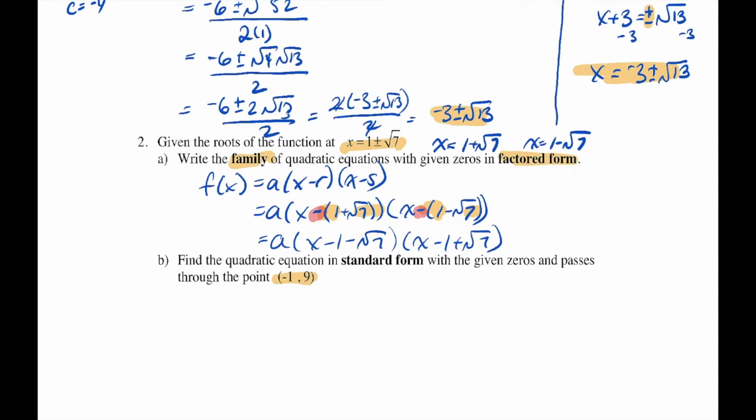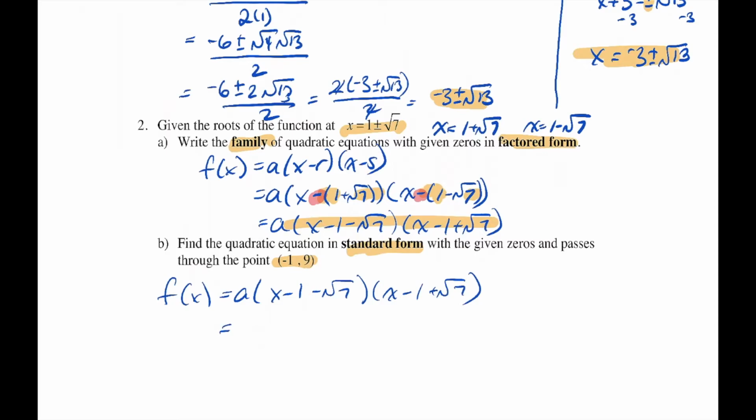But before I do that, I've seen a lot of people in the formative where they plug it in first into this original equation and get a, and in order to get it in standard form afterwards, it's sort of repeating the work. So what I want to do is I want to turn f of x is equal to a times x minus 1 minus root 7, x minus 1 plus root 7, and I just want to sort of expand and simplify that before I plug in the point. So here I'm still going to get a.